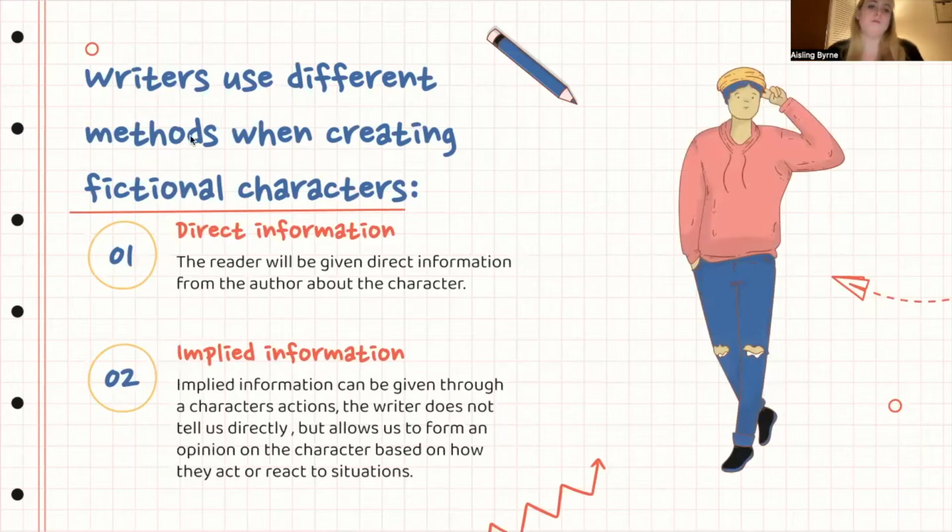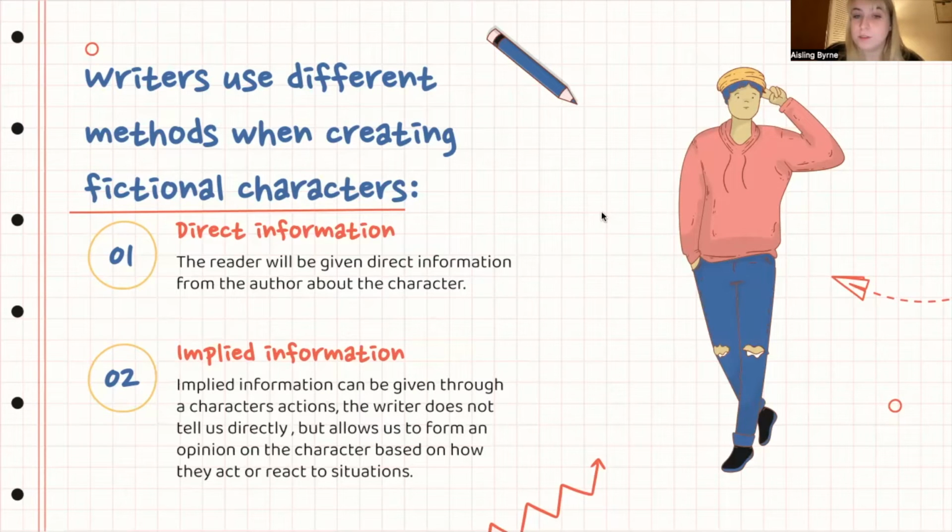Okay, so writers use different methods when they're creating these fictional characters. So we've got direct information first. The reader will be given direct information from the author about the character. So this is where we're told stuff from the author about this character. Where implied information is, information can be given through a character's actions. The writer does not tell us directly, but allows us to form an opinion on the character based on how they act or react in situations.